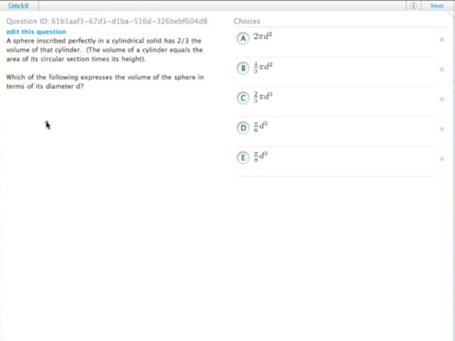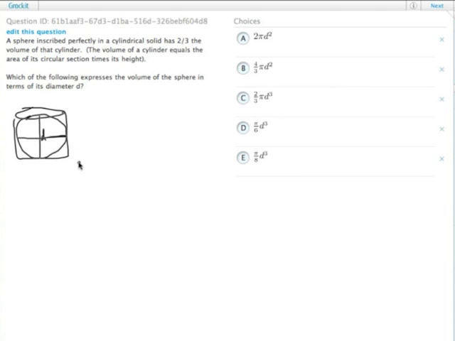So we have a sphere inscribed perfectly in a cylinder, and that sphere has 2/3 the volume of the cylinder. We need to express the volume of the sphere in terms of its diameter d. So I guess the thing to remember here is that we have this kind of squat cylinder, and we have a sphere that basically fills it perfectly, or at least the diameter of the sphere is both the height of the cylinder and also the width of the cylinder.